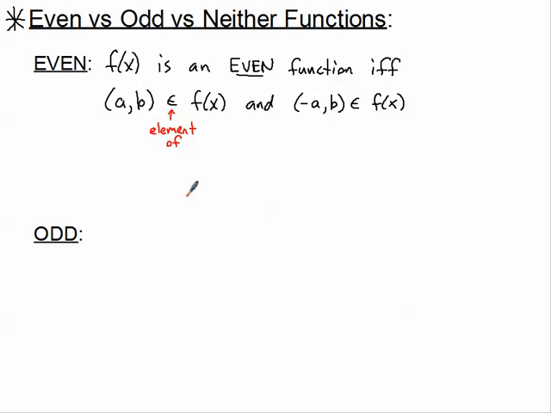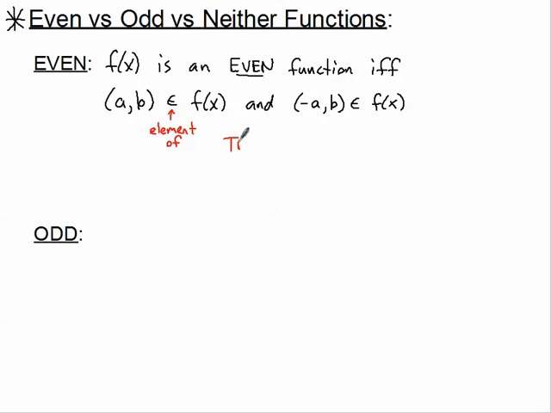So f(x) is an even function if and only if, given an ordered pair of your f(x), if you change the sign of the x-coordinate of your ordered pair, the y-coordinate stays the same. So basically plus or minus a, and then the output is still b.